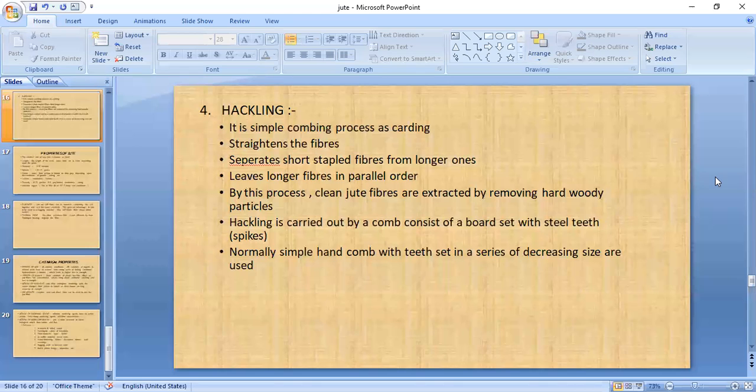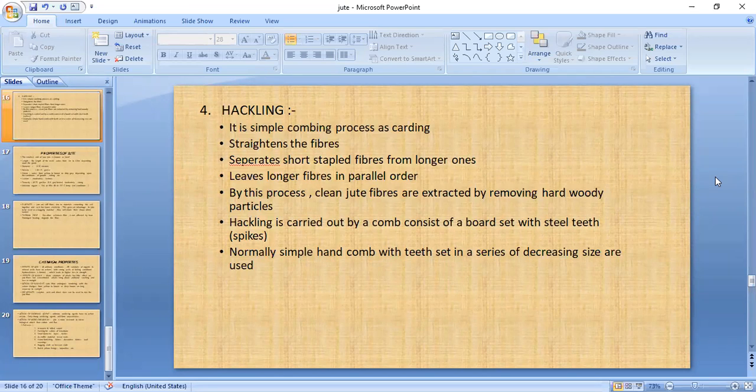After scutching, we are using hackling. It is a simple combing process, like the carding process we are using for spun fibers. So the same objectives are here. It straightens the fibers and separates short staple fibers from longer ones. Leaves longer fibers in parallel order. By this process, clean jute fibers are extracted by removing hard woody particles.